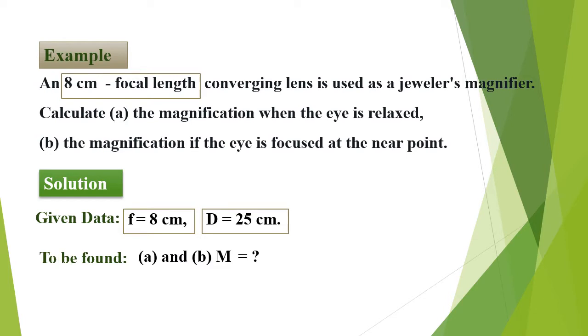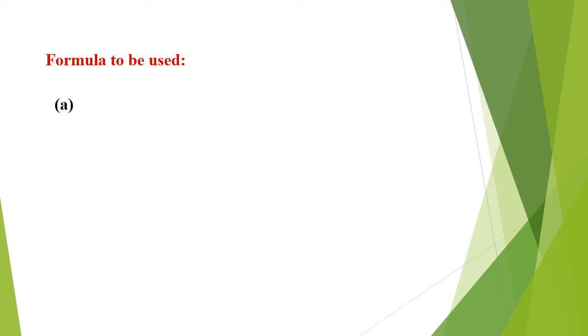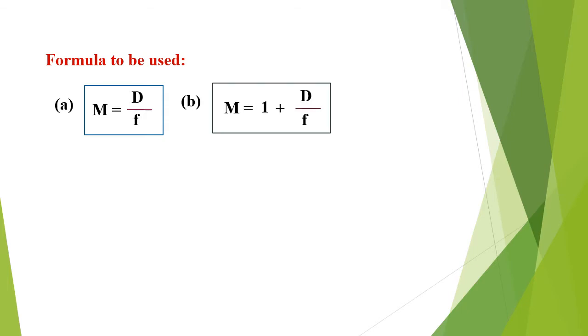What is to be found here? In both the cases A and B, we need to find the magnification. That is, the magnification when the eye is focused at the near point, and the magnification of the same lens when the eye is relaxed. Formula to be used here: first one, m is equal to d divided by f, and second one, m is equal to 1 plus d divided by f. First one is for the relaxed eye case, second one is for the strained eye case.